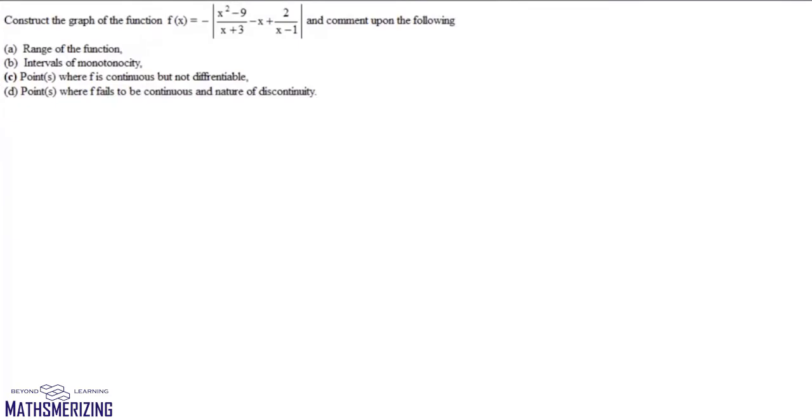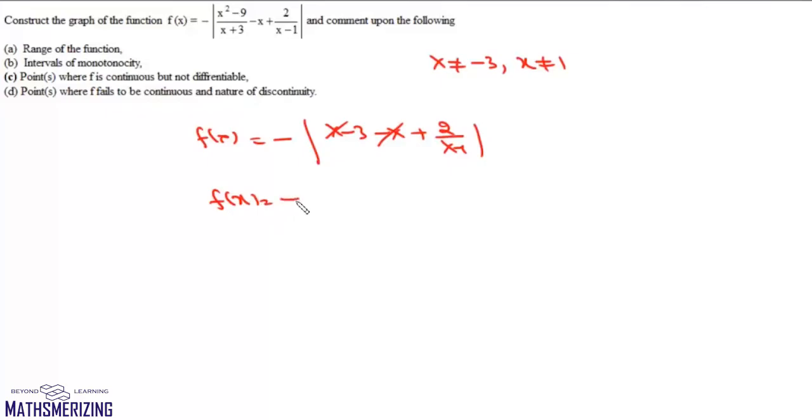Now here the question is, construct the graph of the function f(x) equals minus mod of (x square minus 9 upon x plus 3 minus x plus 2 upon x minus 1). Now x cannot be minus 3 and x cannot take the value 1. Now if x is unequal to minus 3, we can write this as a plus b, a minus b. So we can write f(x) as minus mod of (x minus 3 minus (x plus 2) upon x minus 1). Now this x and x will cancel. We can write this f(x) as minus mod of (2 upon x minus 1 minus 3). Now we'll draw its graph.